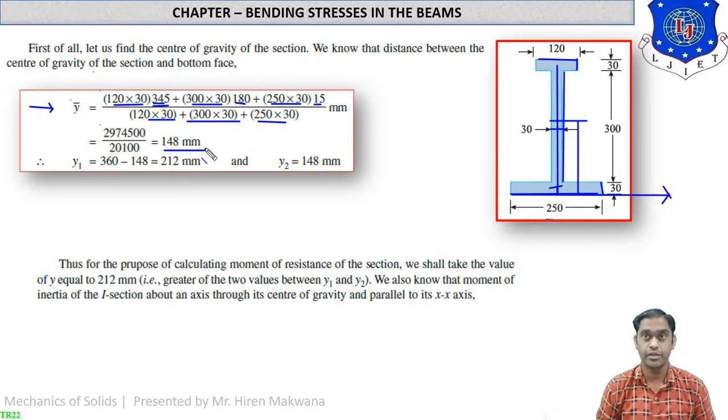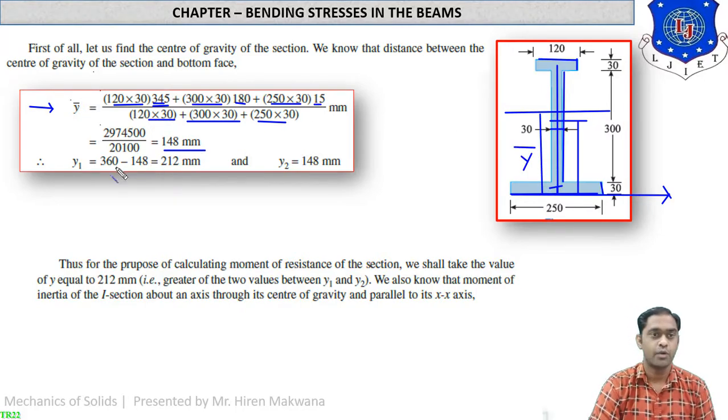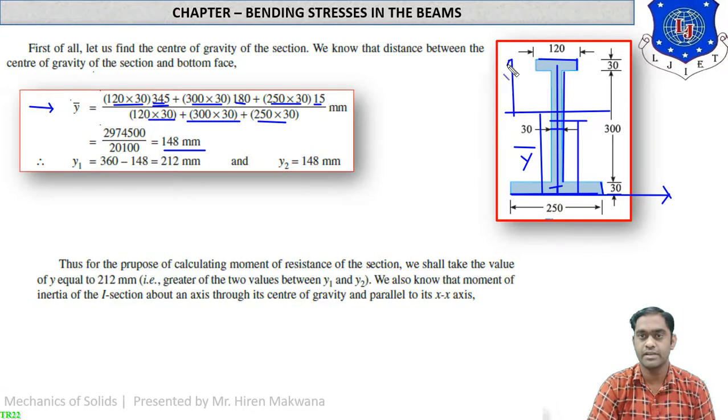So what is 148? It is the distance of the center of gravity of this I section from the bottom only. So this is your y-bar. Now what is y1? It is the distance of the top fiber from the calculated CG. From this CG to the top fiber, the distance is calculated by 360 minus 148, which is equal to 212 mm.